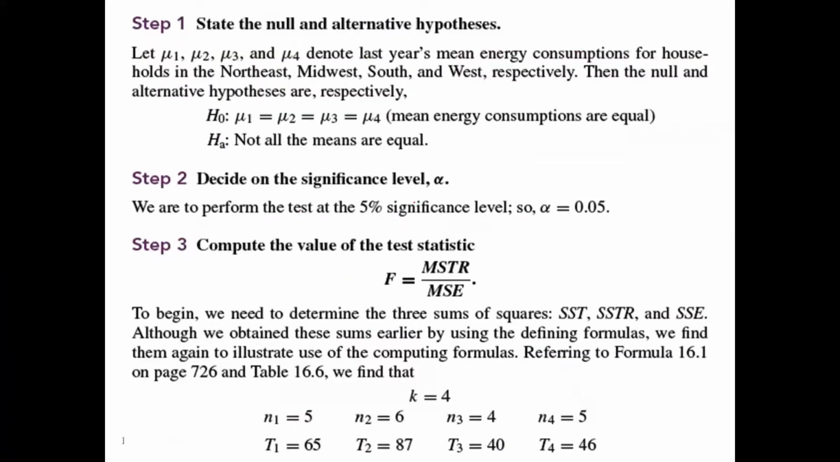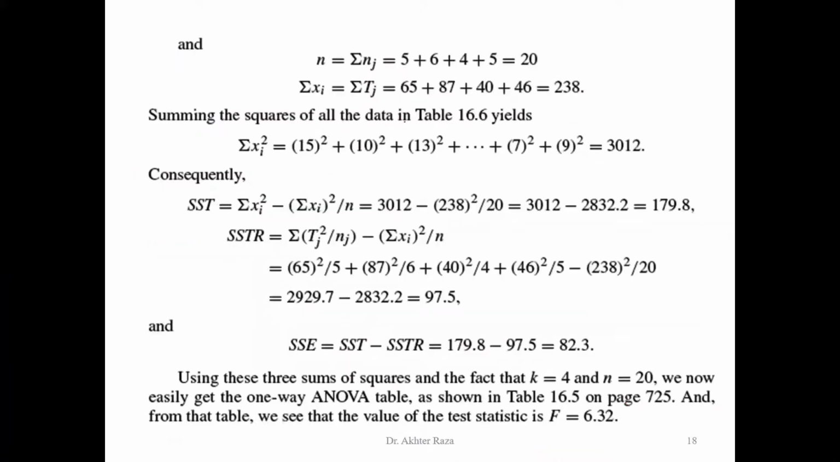In ANOVA, we can compute the F statistics. These are the totals of columns 1, 2, 3, 4. T stands for the total. These are the sample sizes of the 4 samples. Now the means are computed, and the formula of SSTR is nothing but the numerator of the formula of variance. This is 179, known as the sum of squares of total. T stands for the total here, and SSTR stands for the sum of squares of treatment.